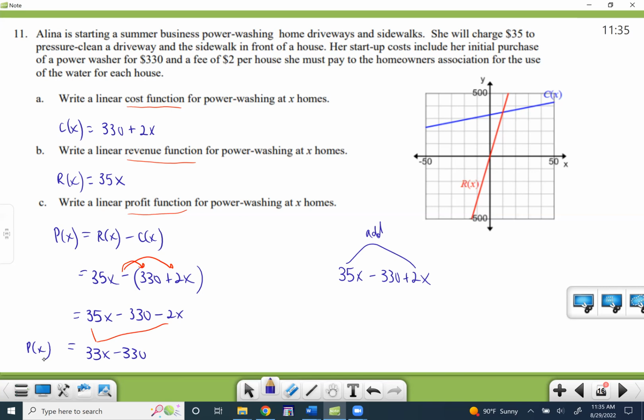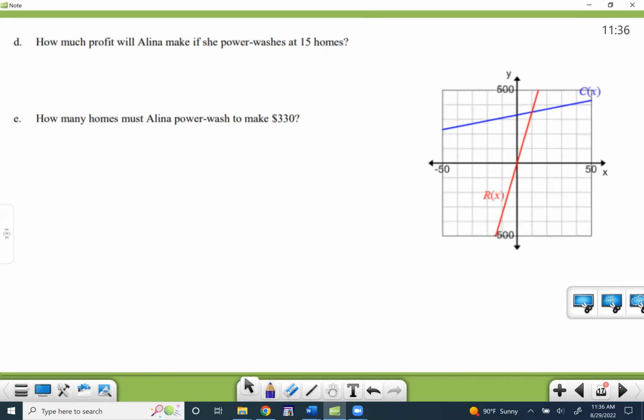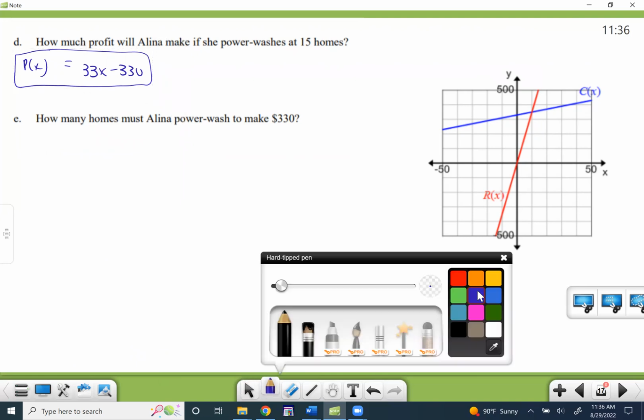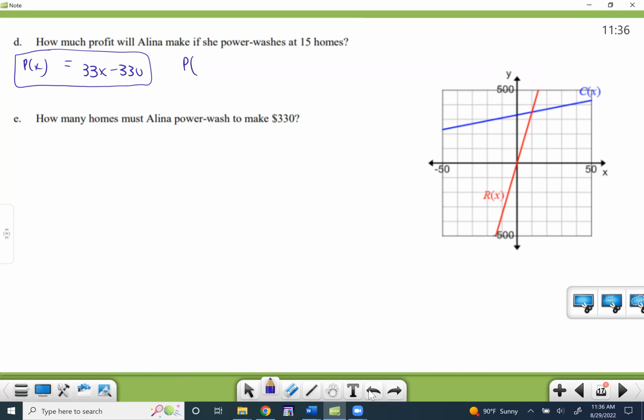So this is going to be the equation for the profit function. I'm going to go ahead and copy that. Next slide. How much profit will Alina make? Okay, so let's go ahead and put that in right here. If she wants to wash 15 homes, well, remember the 15 is X, you guys. The homes is the X. So we're going to substitute 15 into this equation wherever we see the X, right?